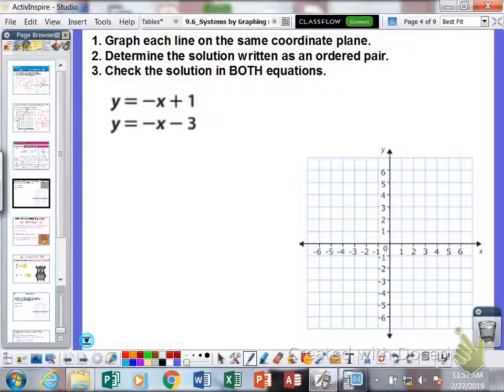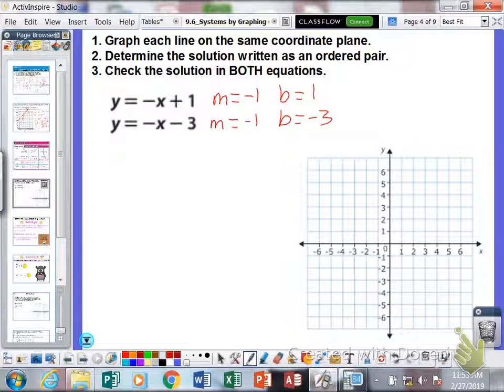Okay, and our last problem here, it says, again, we're going to be graphing the lines, determine the solution, written as an ordered pair, and then we're going to check the solution in both equations. So to do that, we want to find our slope and our y-intercepts of both. So my slope here is going to be -1. My y-intercept, or my b, is going to be 1. Slope down here is going to be -1 again. My y-intercept is going to be -3.